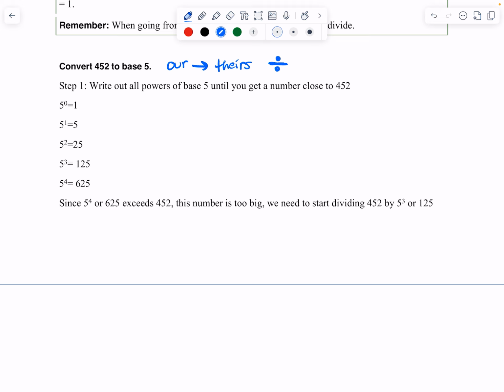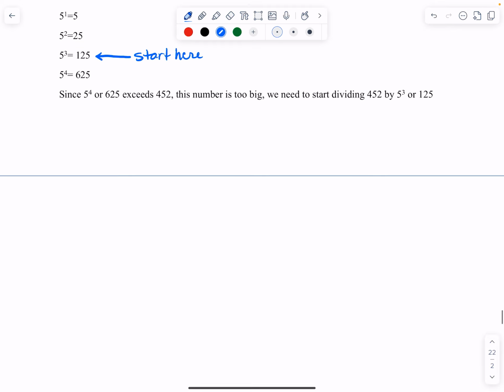Since we're in base 5, I'm going to write out all the powers until I get close to or over 452. 5 to the 0 is 1, 5 to the first is 5, 5 to the second is 25, 5 to the third is 125, we're getting close, and 5 to the fourth is 625. 5 to the fourth is too big. It's larger than 452. So we have to start with 5 to the third. We're going to start here.